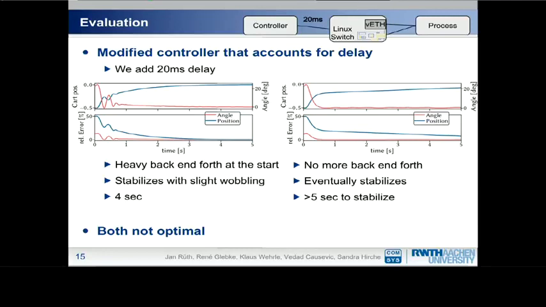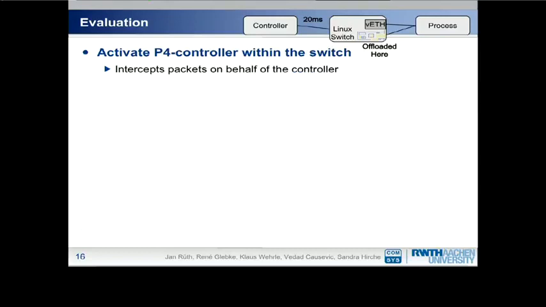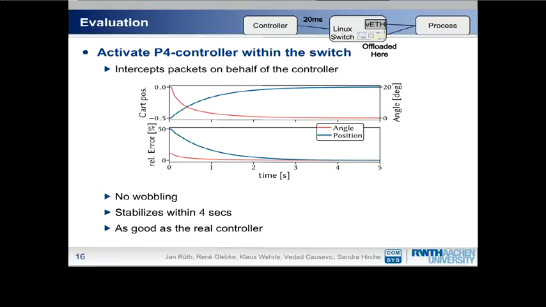However, we can have close to no latency by offloading that stuff into our P4 switch. So we offloaded the controller that I showed you earlier into our Linux switch, basically bypassing the latency, and this is what happens. Again, what you see looks like the initial example without any latency, because it basically is the initial example without any latency. Our implementation of the controller is just like the real implementation, so you can't see a real difference. There's no initial wobbling, and it again stabilizes within 4 seconds.